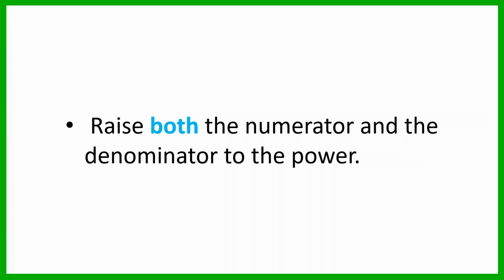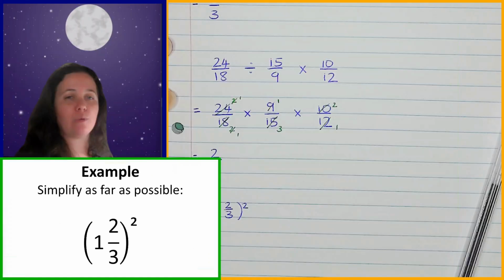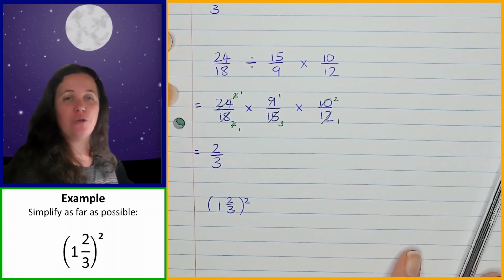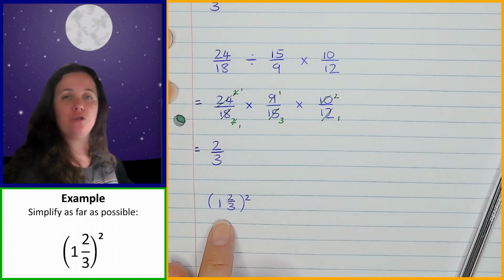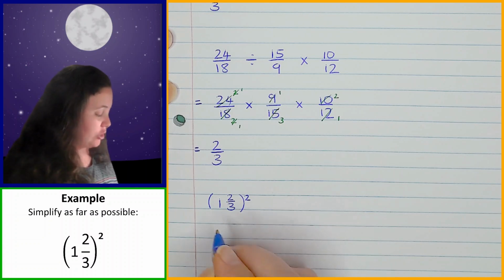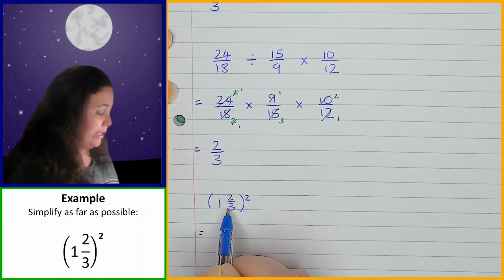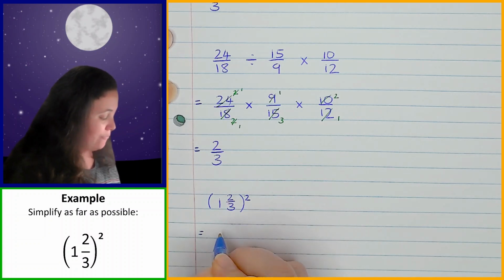Now let's have a look at a quick example where we're going to be doing this. In this question, we've got 1 2/3 being squared. Let's have a look at what we would do for this one. The very first thing we need to do is convert this 1 2/3 into an improper fraction. We can't work with it as a mixed fraction. So I'm going to change that by multiplying the 1 by 3 and then adding the 2, and that gives me 5 over 3. So I've got 5 over 3, and that is being squared.